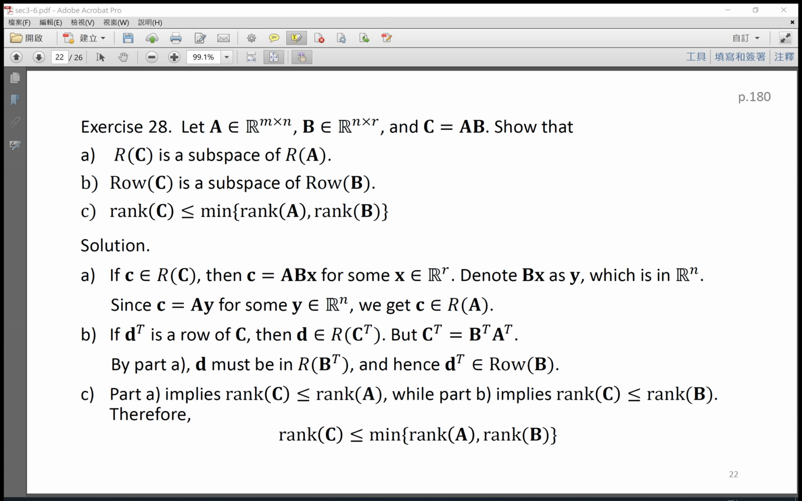Finally, we can prove statement C. Note that part A implies that rank C is less than or equal to rank A, because the column space of C is a subspace of the column space of A, while part B implies that rank C is less than or equal to rank B, because the row space of C is a subspace of the row space of B. And because of the two inequalities, we can conclude rank C is less than or equal to the minimum of the set rank A and rank B. This is a well-known result regarding the rank of a matrix product.